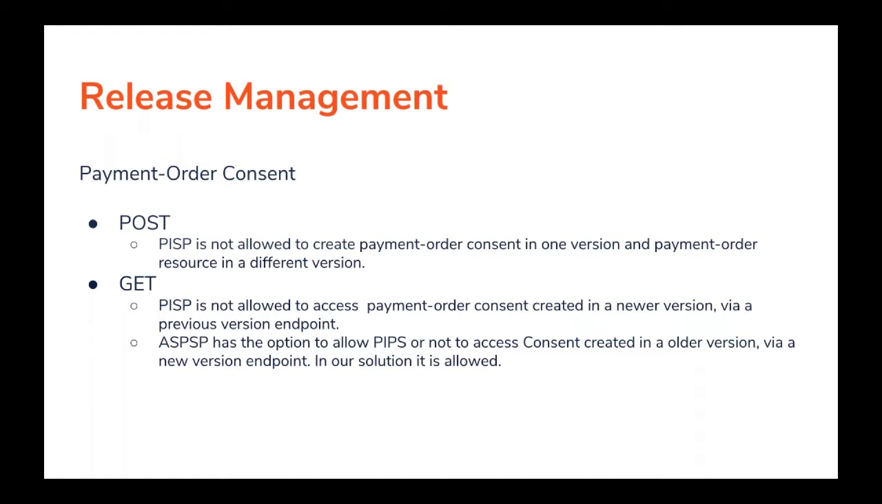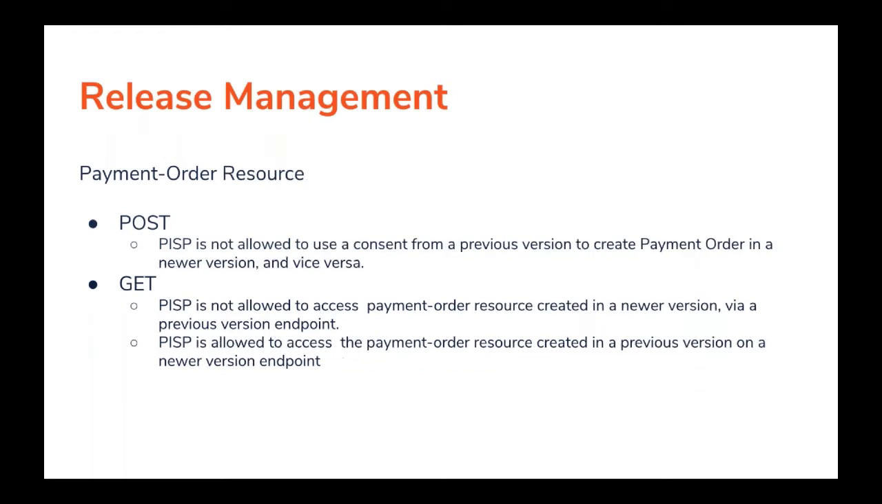Then the ASPSP has the option to allow the PISP or not to access a consent created in an older version via a new version endpoint. But in our solution, we allow this. If we consider the payment order resource, the PISPs are not allowed to use the consent from a previous version to create a payment order in the new version, and vice versa. The PISP is not allowed to access a payment order resource created in a newer version via a previous endpoint. But PISPs are allowed to access a payment order resource created in a previous version on a newer version endpoint.